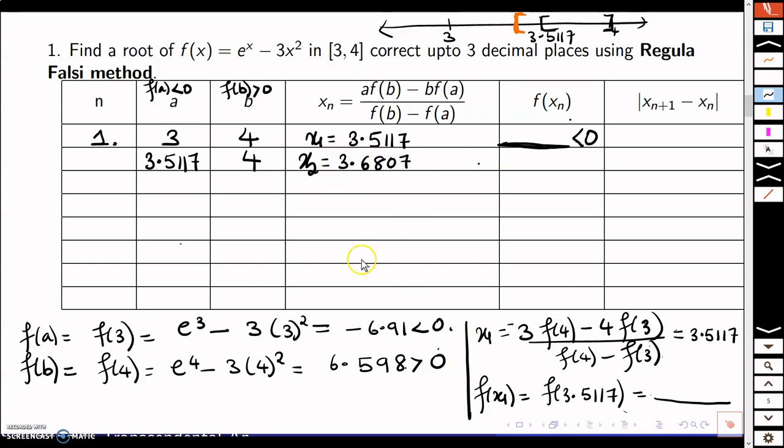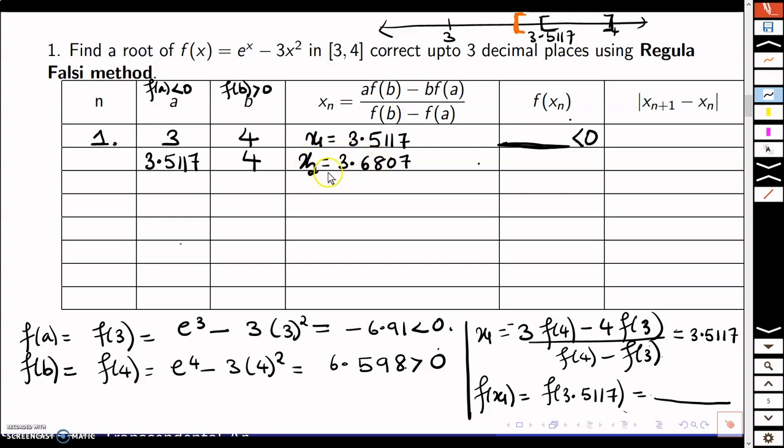Okay. So how do you compute this x2? This is your a now and this is your b. You take this a and b and you put it in this expression here. So that will be 3.5117 into f of 4 minus 4 into f of 3.5117 upon f of 4 minus f of 3.5117. The same way as we have computed the value of x1, we have to compute the value of x2 as well.